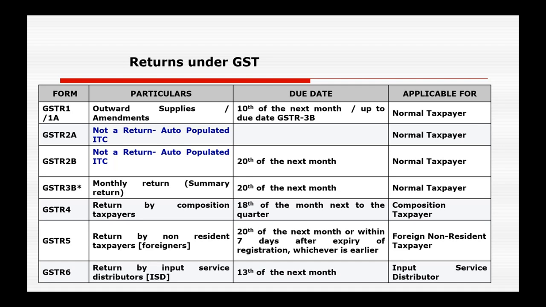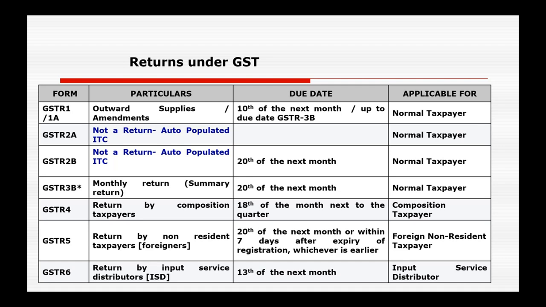If you wrongly reported any changes, or something was not taken into account in the outward supply in GSTR 1, then you can file a 1A, which is known as an amendment, and that has to be filed before the due date of filing of GSTR 3B. And 2A, 2B, I already told you, these are not returns actually. These are the auto population of the GST paid by your supplier in your account, so that you can take the ITC.